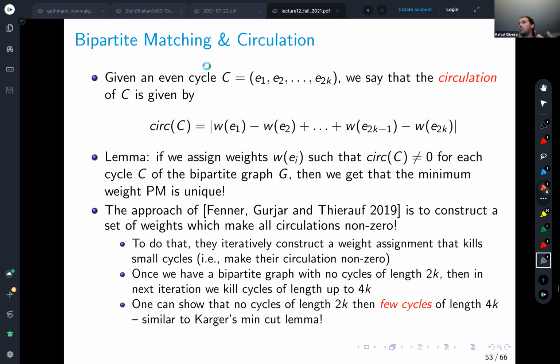Once I do that, I save this weight assignment that kills these cycles, and then from this, I quote unquote construct. I mean, you don't really construct, because we don't know a way to construct it. But imagine that the first weight assignment will make your bipartite graph into a new bipartite graph. And what is the new bipartite graph? It is the bipartite graph that has circulation.